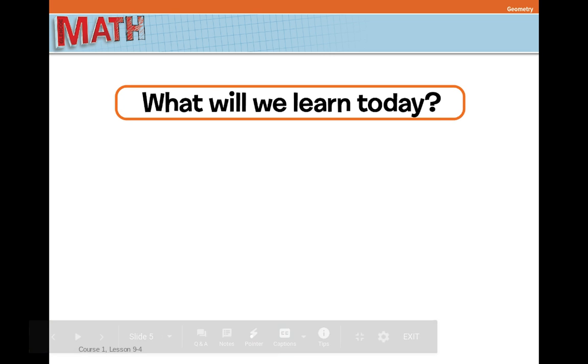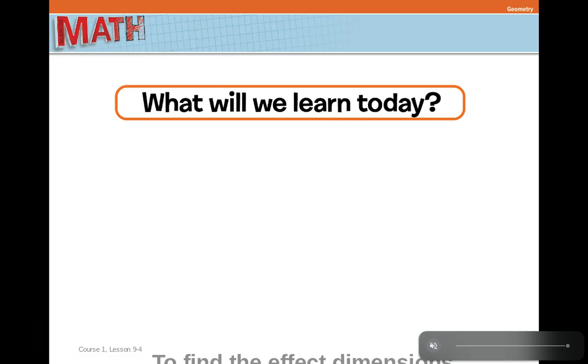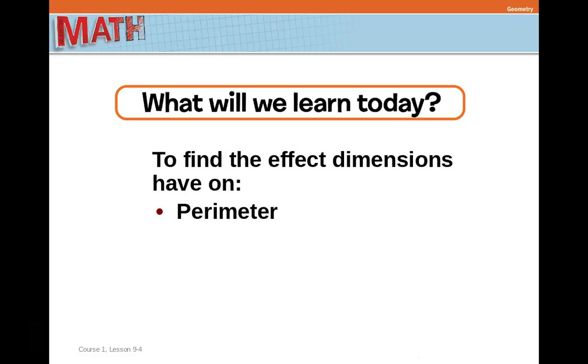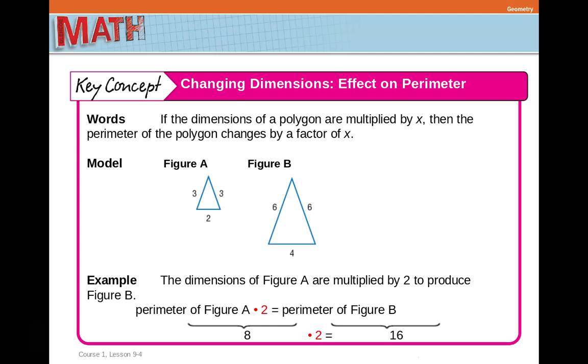Let's start with muting that. All right. So we're going to change dimensions. If the dimensions of a polygon are multiplied by x, meaning the number that they give you or the number that you need to find out, then the perimeter of the polygon changes by a factor of x, which means it's the same thing. So the dimensions of figure A are multiplied by 2.